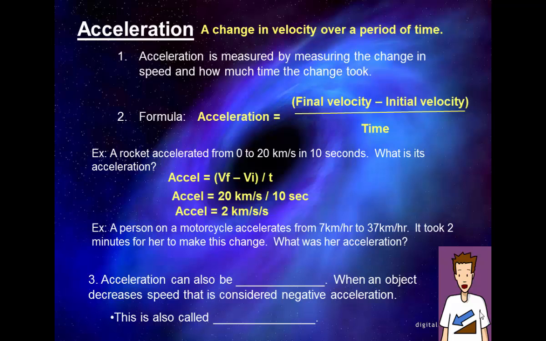Because think about what it means. Every minute, their speed is increasing 15 kilometers per hour. So kilometers per hour per minute. Acceleration can be negative if an object is decreasing in speed. Sometimes we call that deceleration.